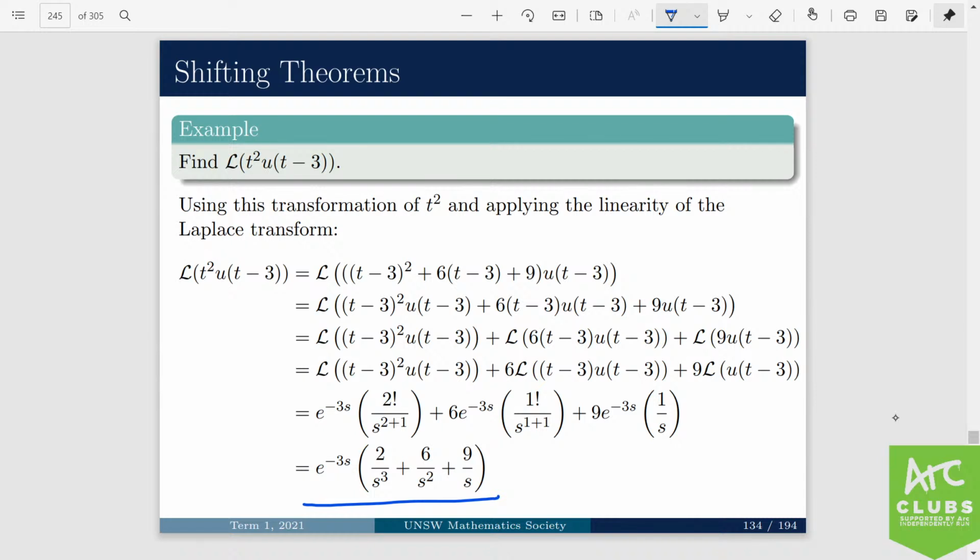Cool. So yeah, it's pretty cool. You consider this, which would be pretty difficult to do via integration, and you just manipulate it a little bit, and then you can use all your results from the tables. Bless you.